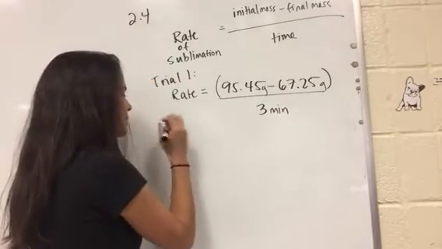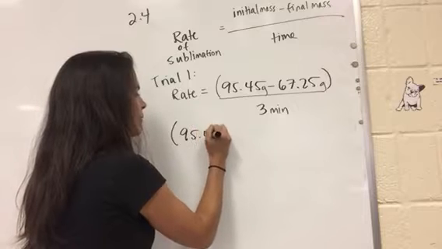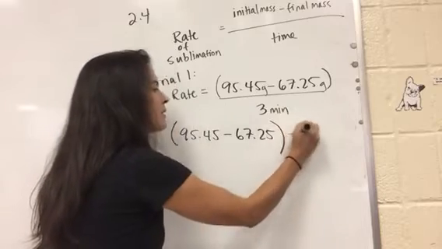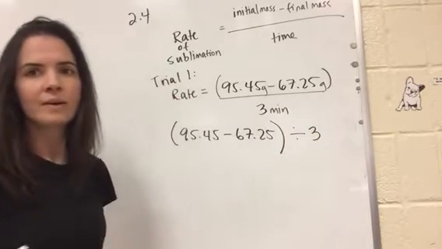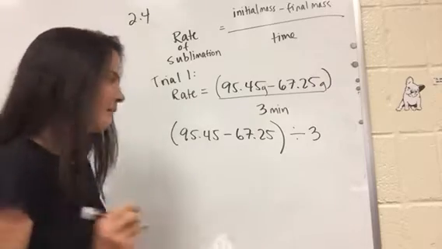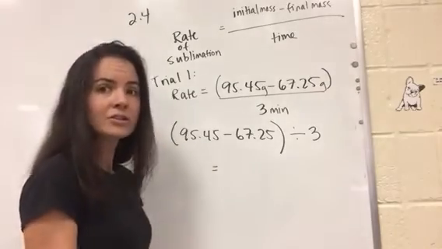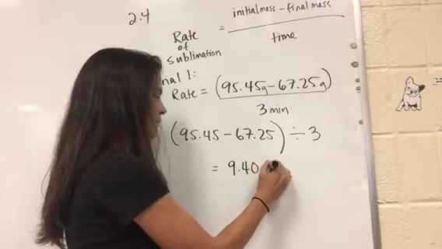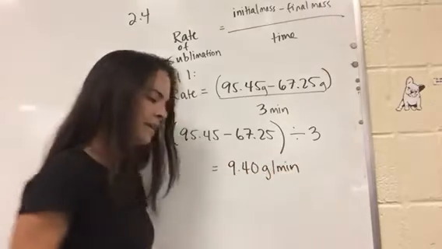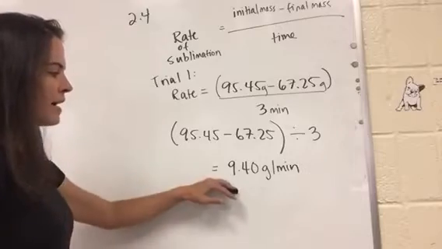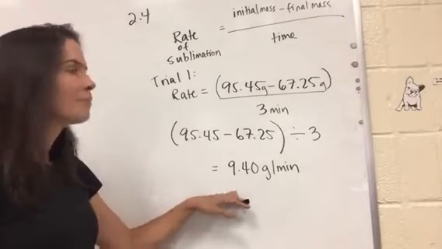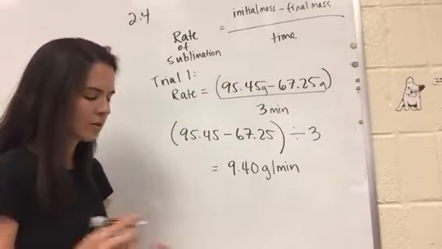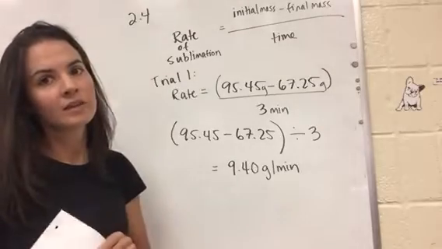So if you want to put it in your calculator, you would put parentheses 95.45 minus 67.25, parentheses close, divided by 3. That's what you would type in your calculator. Okay? And if you do that, so actually do it, make sure you know how to do it, because on the test I can't help you do it. Make sure you do it and you get 9.40 grams per minute. Okay? So that's our first trial. You should be able to use the same exact method, plug in initial minus final divided by the time, and get the other 2. All right? So do those, and then you can check your answers with the answer key and make sure you got it right.